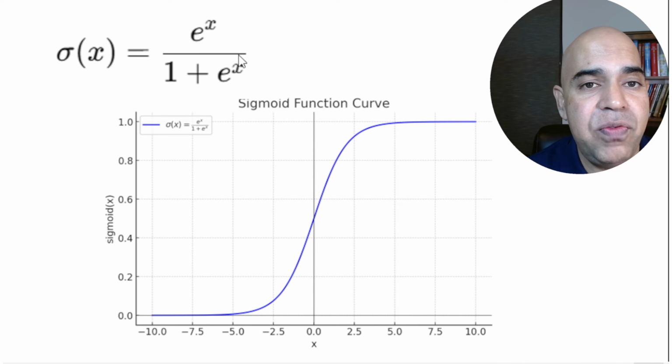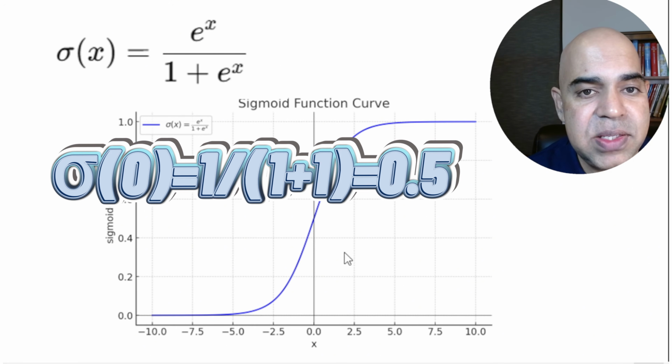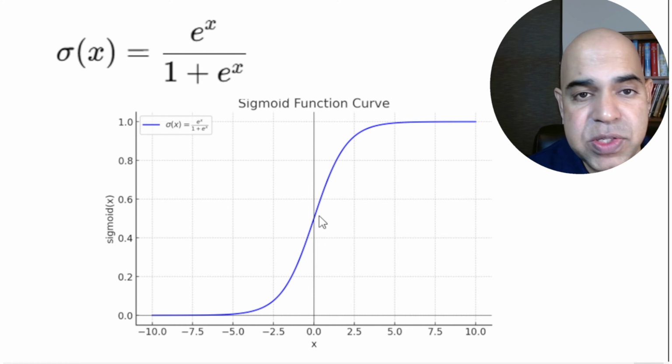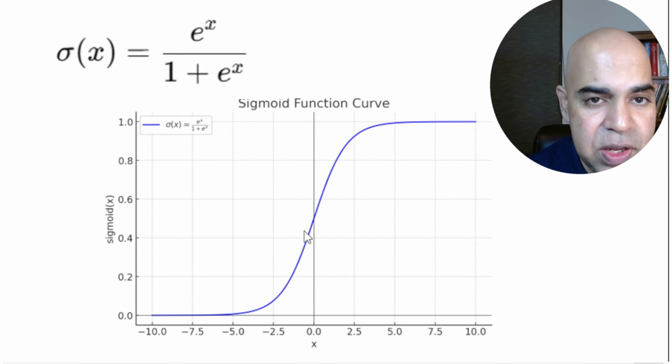Hence you have 1 divided by 2. So that makes it half, and that is how when x is 0, the sigmoid function returns 0.5. For numbers greater than 0, you have a probability which is greater than 0.5. For all negative numbers, gradually you have a probability smaller than 0.5.